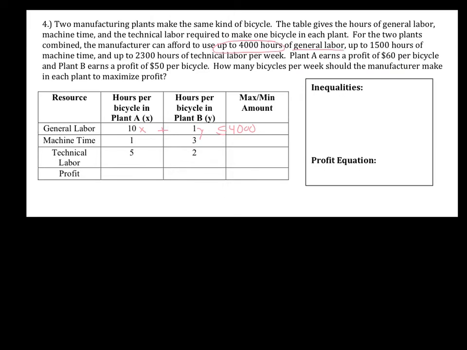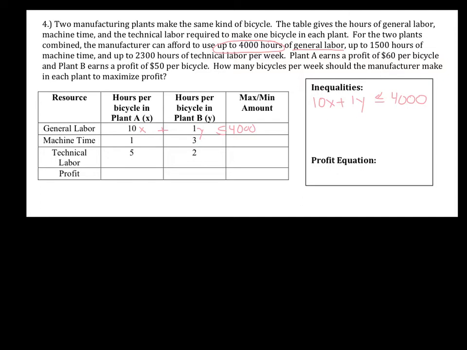Up to means 4,000 is the biggest. The bigger side needs to open toward that. We can't use any more than that. So we have to be less than or equal to that. So that's our first inequality. 10 hours of general labor for each bike in Plant A, plus 1 hour of general labor for each bike in Plant B. Altogether, those two amounts of general labor time have to stay under the maximum of 4,000 hours.